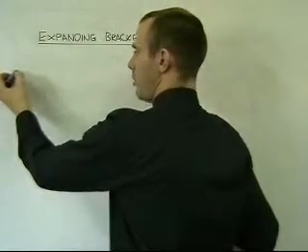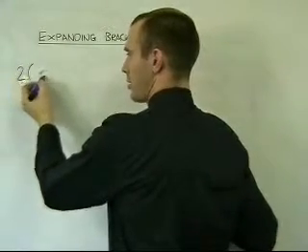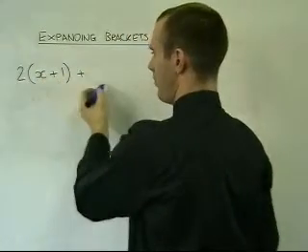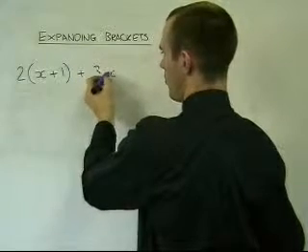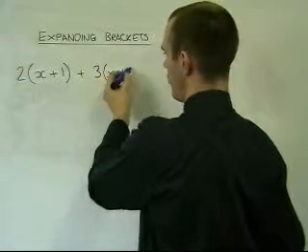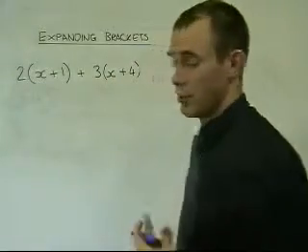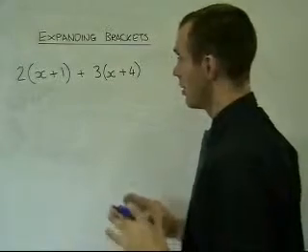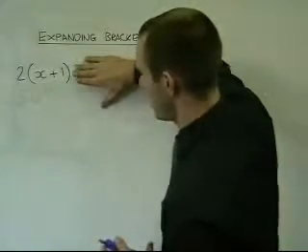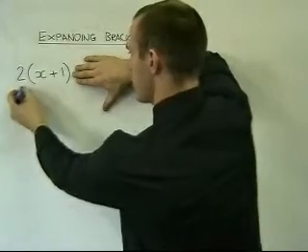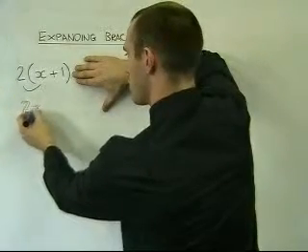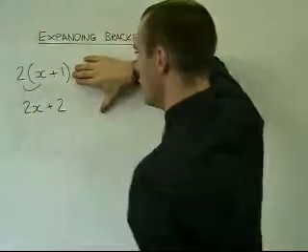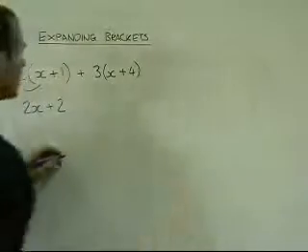These questions can become more difficult when there are 2 sets of brackets, because you will also be asked to expand and simplify. So the first thing we must do is expand the brackets. There are 2 sets of brackets, so we'll treat them exactly the same but separately. Let's look at one. 2 times x is 2x, and 2 times 1 is 2 with the plus sign. So we'll do that one, and then we move over to the other side.